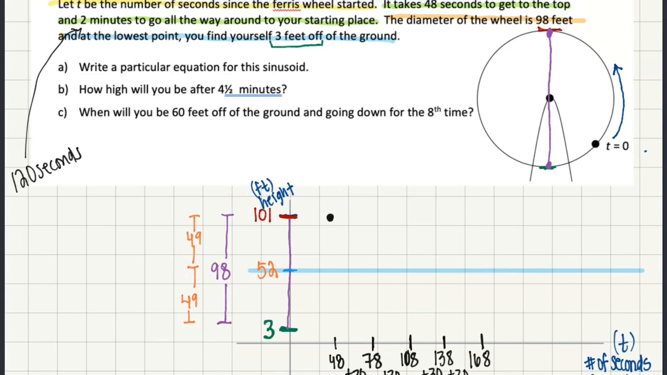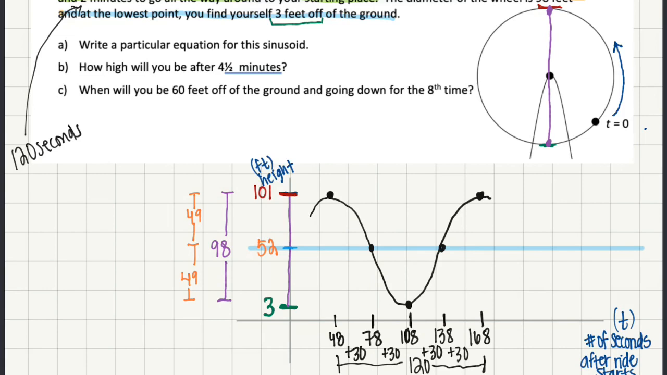So 48 seconds it takes to get to the top. We know that 120 seconds later, we're going to be at the top again. Halfway between that 120 seconds, we're going to be at the minimum. Halfway between the maximum and the minimum, we're going to be at the midline. And there's our curve.